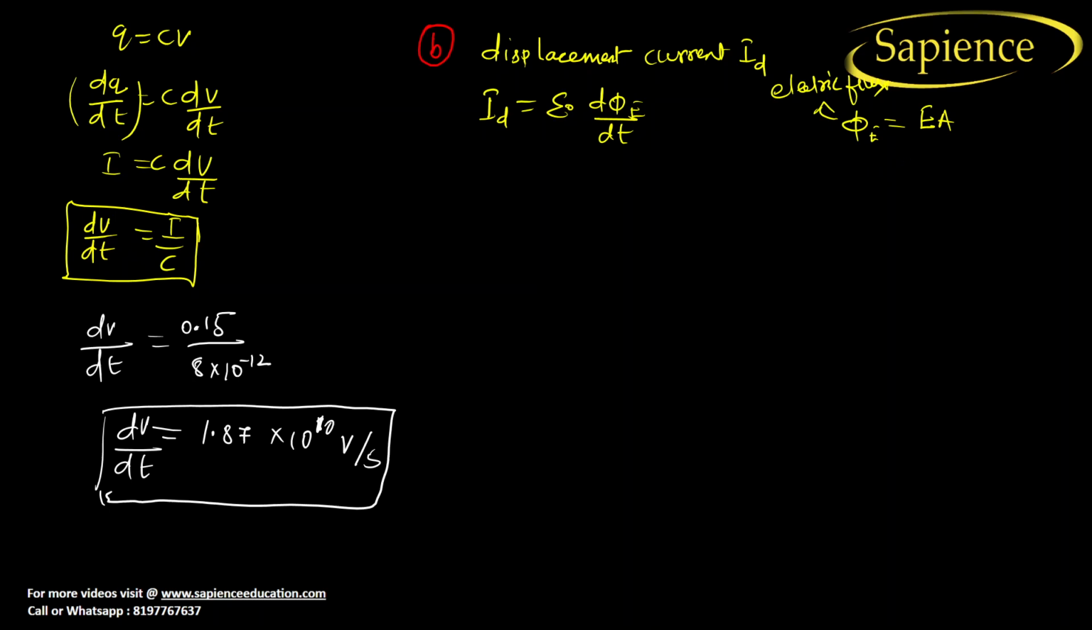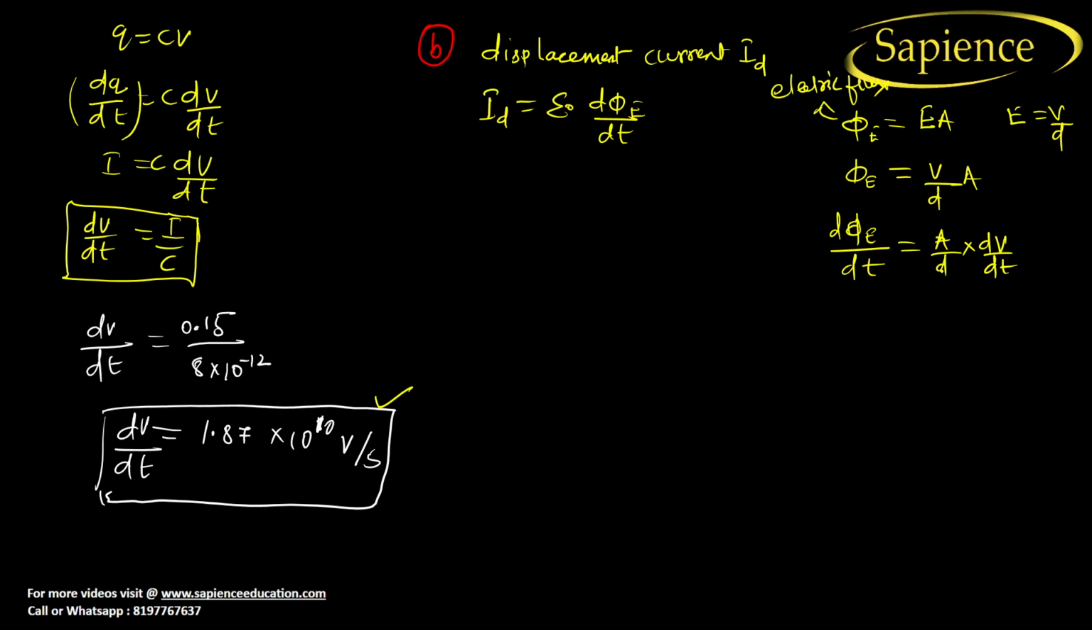Now the electric field E is equal to V by d. We know this, so we can write V by d into A, and this is equal to Φ_E. Now we want dΦ_E by dt, right? So we can write dΦ_E divided by dt is equal to A by d into dV by dt.